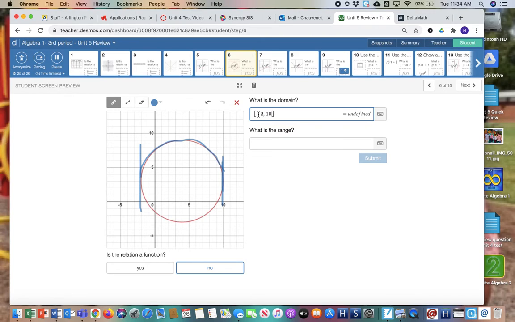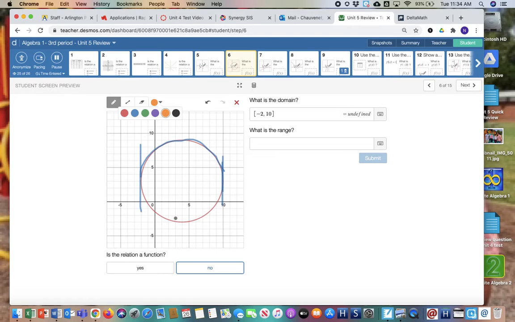So that would tell us that the domain is from -2 to 10 inclusive, meaning it could be -2, it could be 10, it could be everything in between those numbers. Okay? You can write it like this. You can also write it as an inequality, so I'll show that when we do the range here.